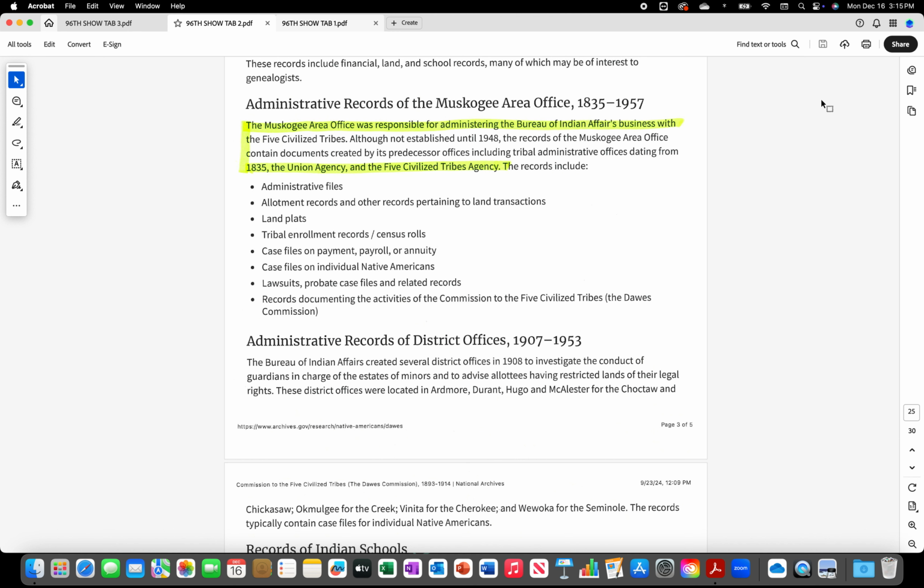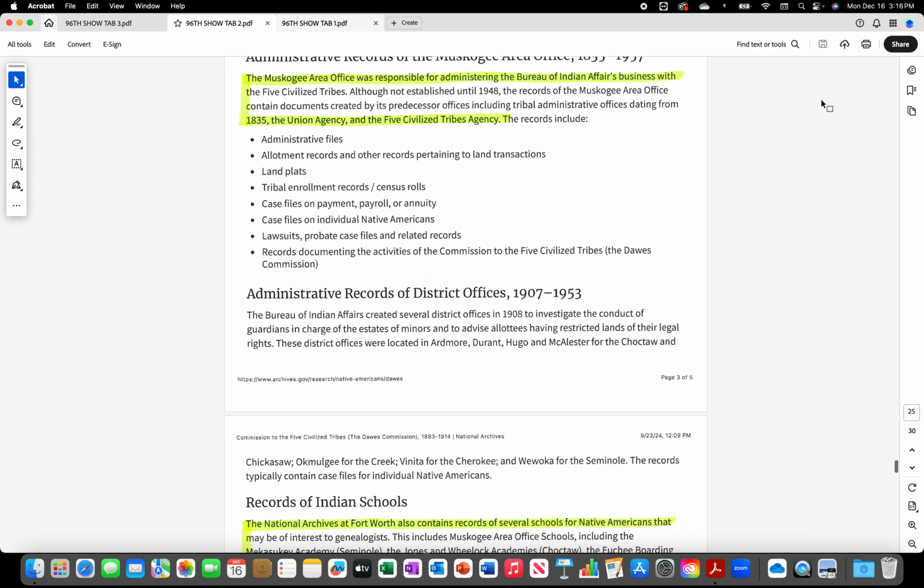The Muskogee Area Office was responsible for administering the Bureau of Indian Affairs business with the Five Civilized Tribes, although not established until 1948, the records of the Muskogee Area Office contain documents created by its predecessor offices, including tribal administrative offices dating from 1835, the Union Agency, and the Five Civilized Tribes agencies. Five Civilized Tribes.